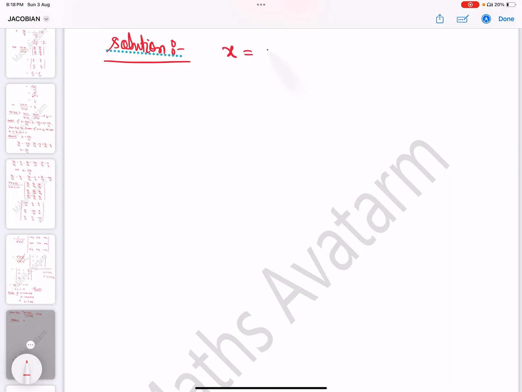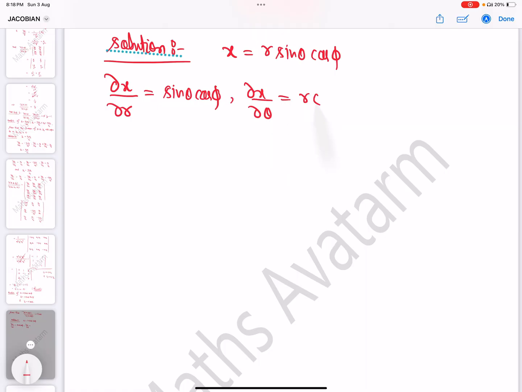X is equal to what? R sine theta cos phi. So del x upon del r, what is this? Sine theta cos phi. What is del x upon del theta? r cos theta cos phi. Del x upon del phi is equal to minus r sine theta sine phi.